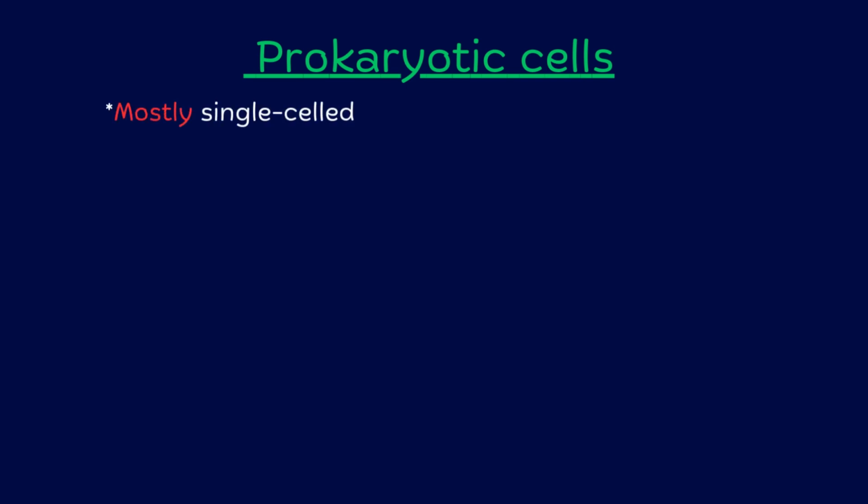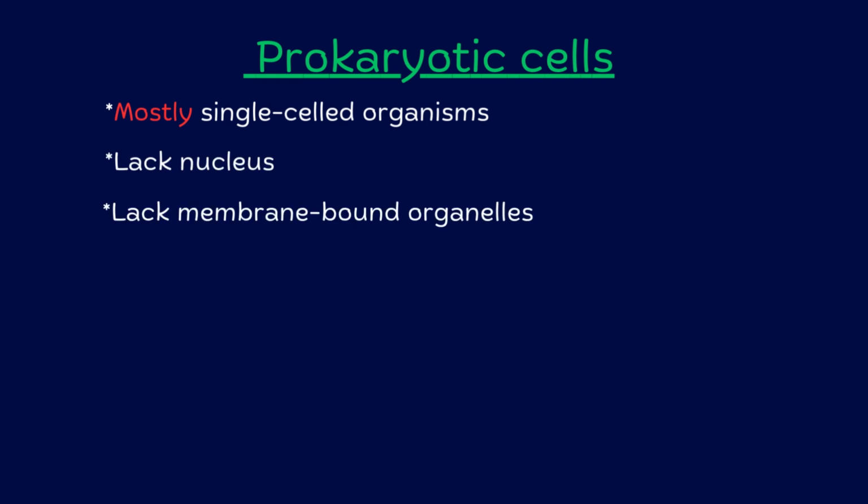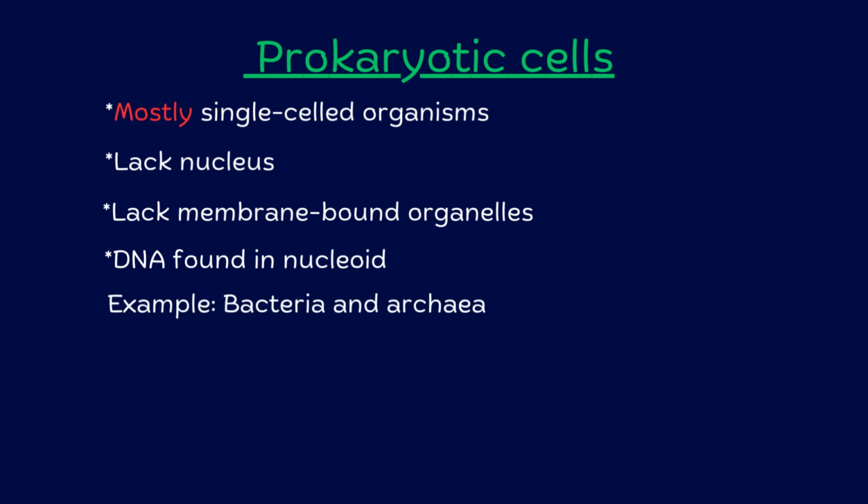Prokaryotes are mostly single-celled organisms that do not have a nucleus or any membrane-bound organelles. Their DNA is found in a region called the nucleoid, located in the center of the cell. Bacteria and archaea belong to this group. Here's an important exam tip. Although most prokaryotes are single-celled, not all prokaryotes are single-celled. Therefore, the statement on a test saying that all prokaryotes are single-celled is false.